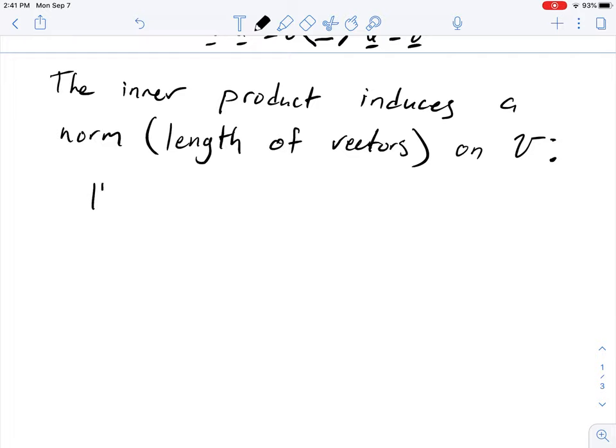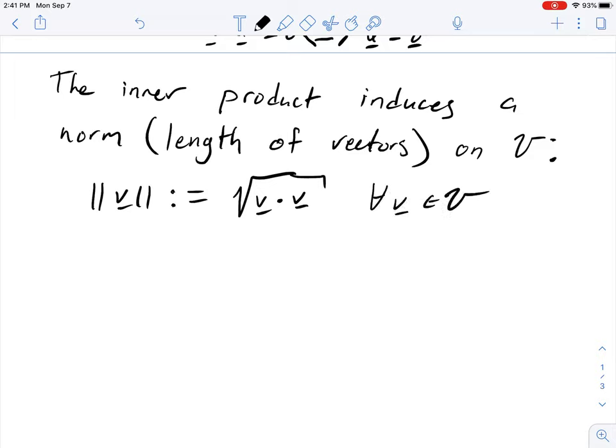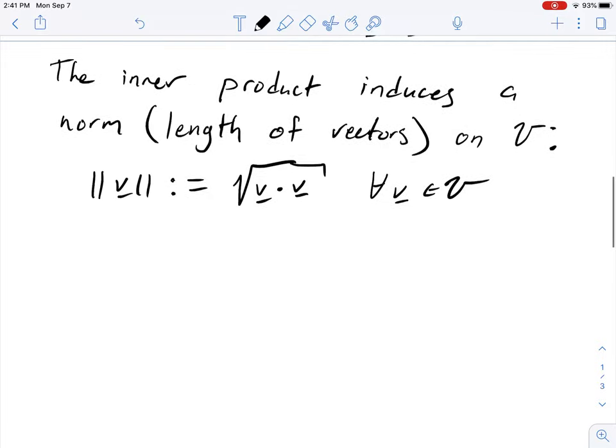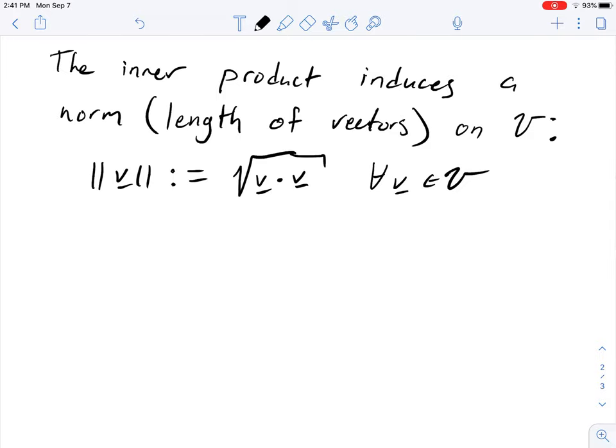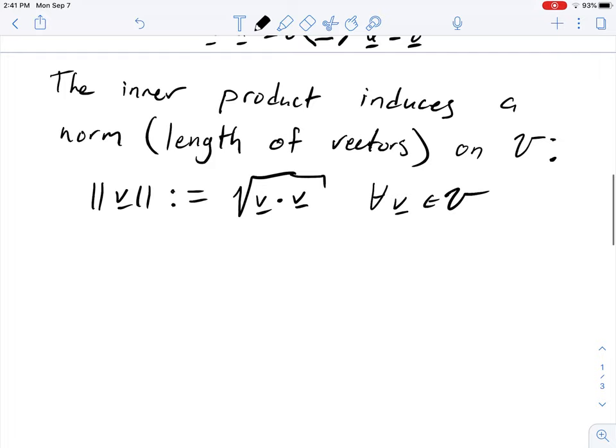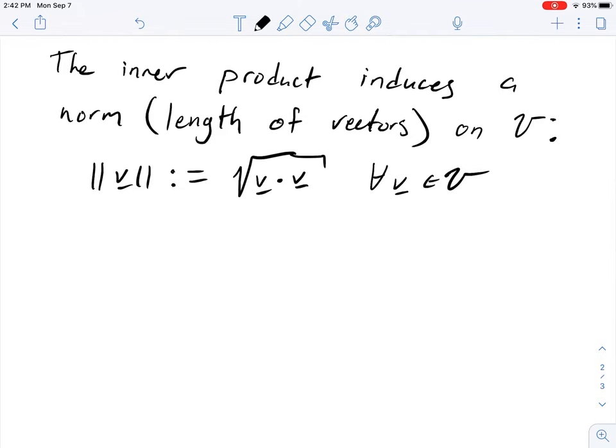So we can say that the norm of a vector V is defined as, where it's an inner product space, the square root of V dot V for all V in our inner product space. So now we ask the question, what is a norm? And you know, you already know, but in the same sense as we wanted to come up with a graduate level mathematics definition of what it means for something to be an inner product, let's say what it means for something to be a norm.